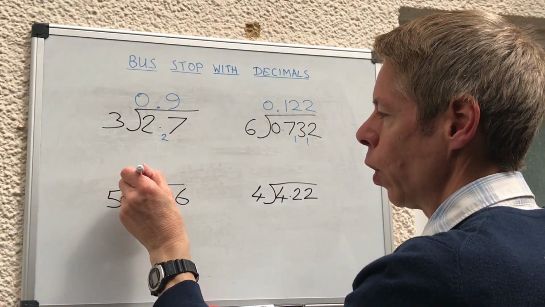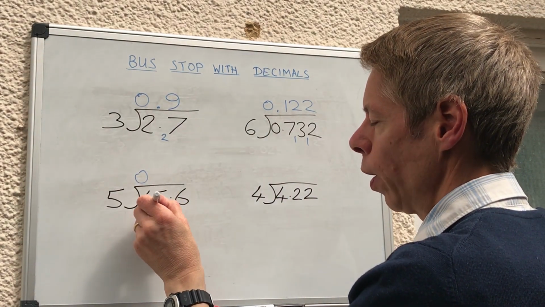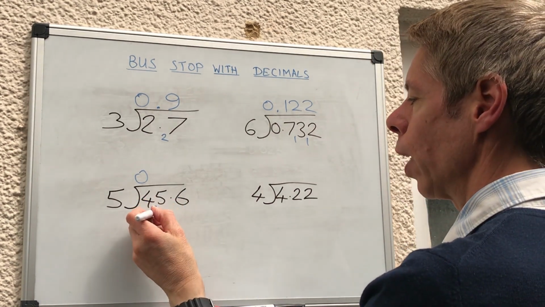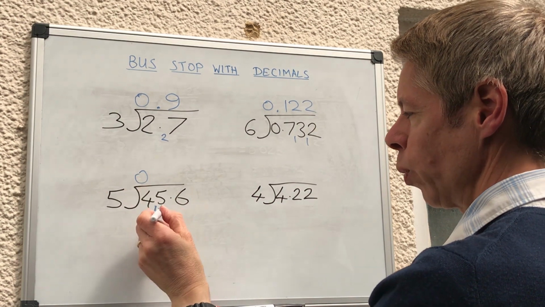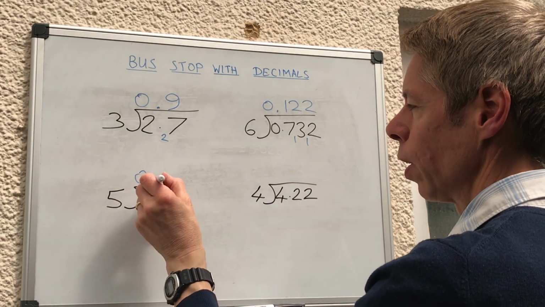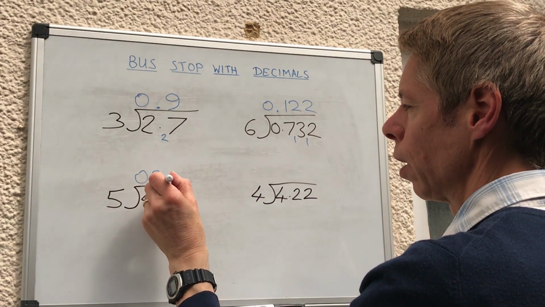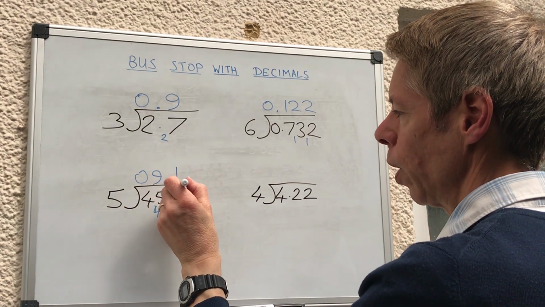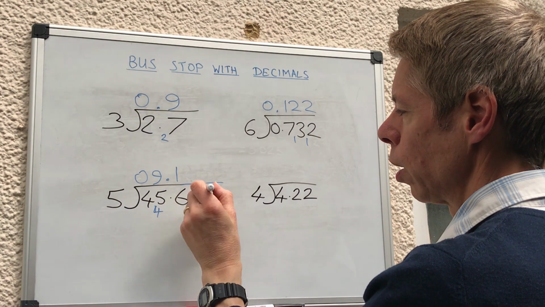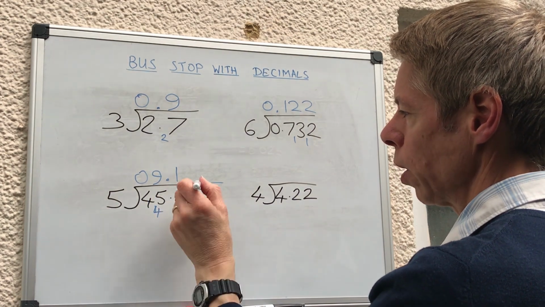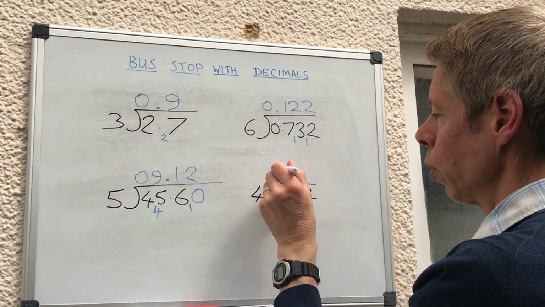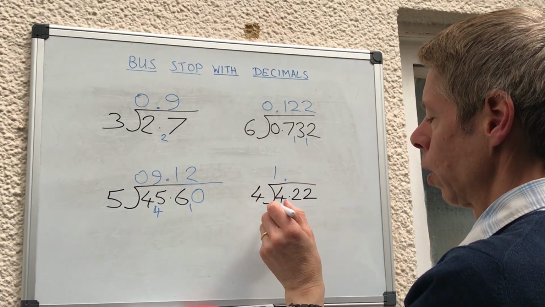Right, next one. How many 5s in 4 is a 0? The 1 there. Nope, we don't put a 1 there, do we? We put the 4 there. That's a mistake sometimes people make. So 5s into 45 is 9. 5s into 6 is 1. We haven't finished yet. Extend. So remainder 1. 5s into 10 is 2. So 9.12.